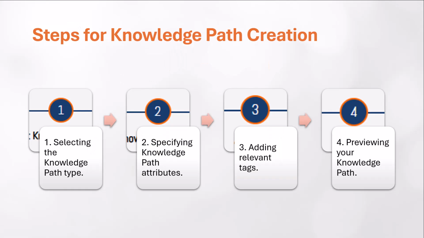Let's dive into the process of creating a knowledge path. It's as simple as following these 4 steps. Step 1, selecting the knowledge path type. Step 2, specifying knowledge path attributes. Step 3, add tags. Step 4, preview. For this tutorial, we'll focus on creating a company knowledge path.